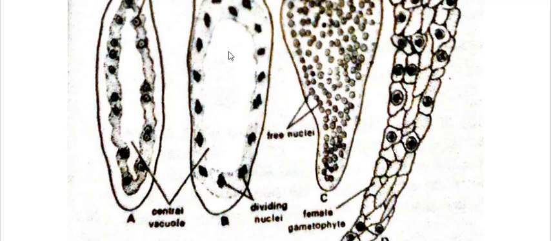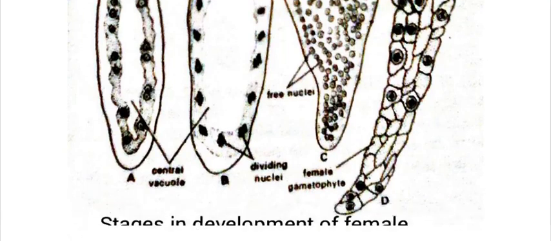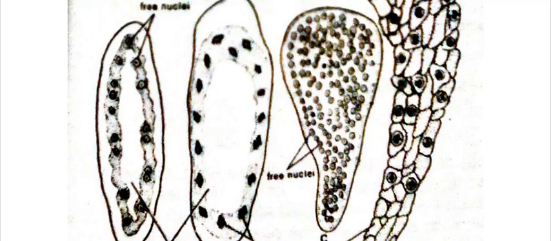And when the central vacuole disappears after production of the cytoplasm in the center, then the nuclei, which are produced in large number, are distributed equally in all parts of the female gametophyte.